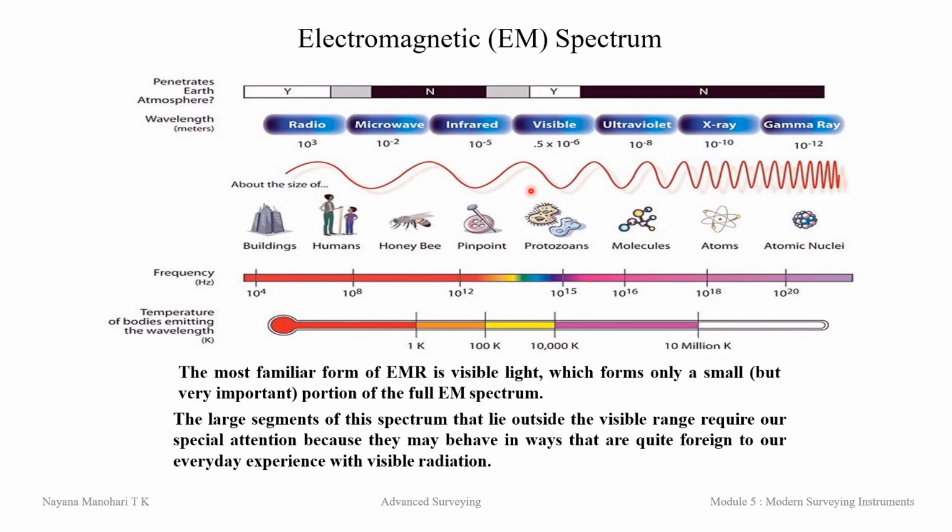Remote sensing deals with energy in the visible, infrared, thermal, and microwave region, at this portion. These regions are further subdivided into bands such as, you can observe here, blue, green, red, infrared, thermal, and microwave.